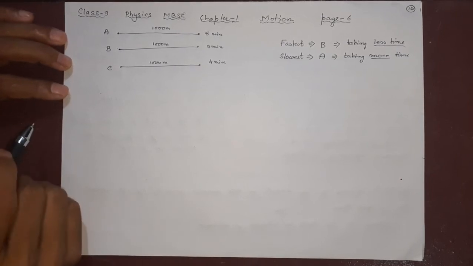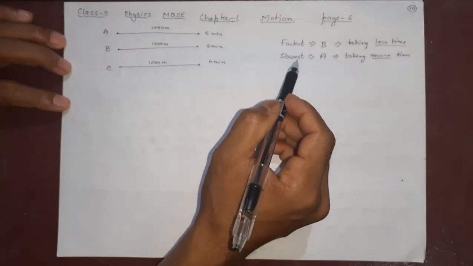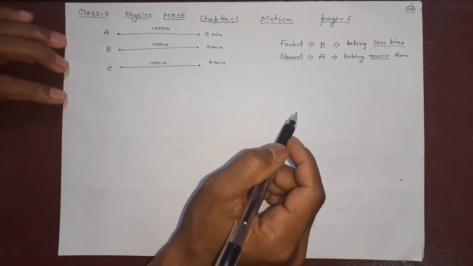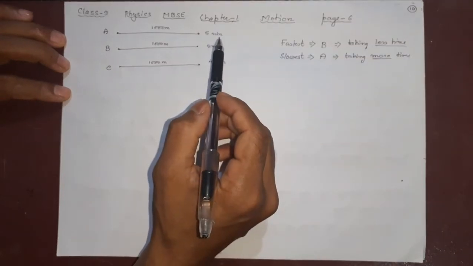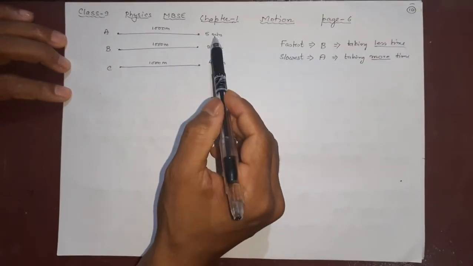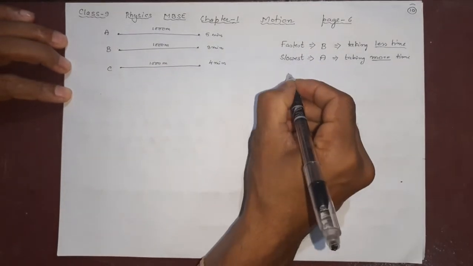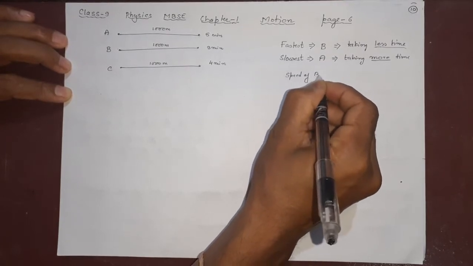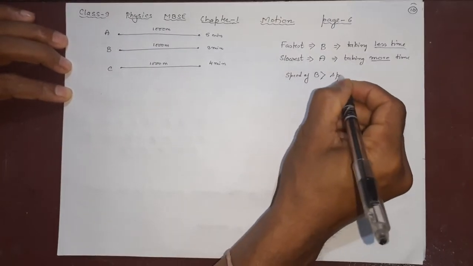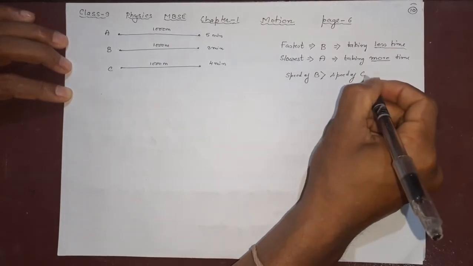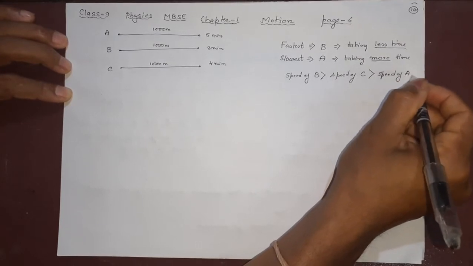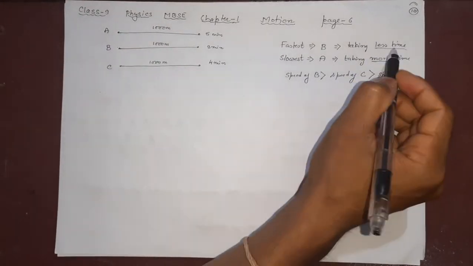Also, if I ask which is fastest and slowest, can I ask which one has the highest speed? You already know speed. Without studying also you know what about speed. Which is having the highest speed? A or B or C? You already know the speed of B is more than speed of C, and which is more than speed of A. So clear, right? So now I have to connect only what is speed and what is time relation.